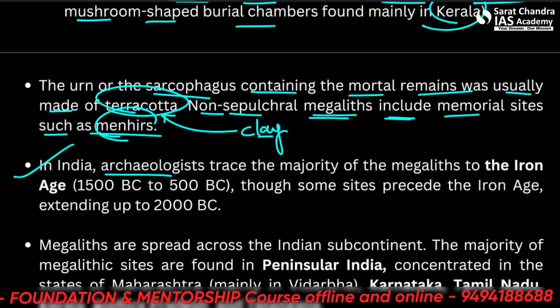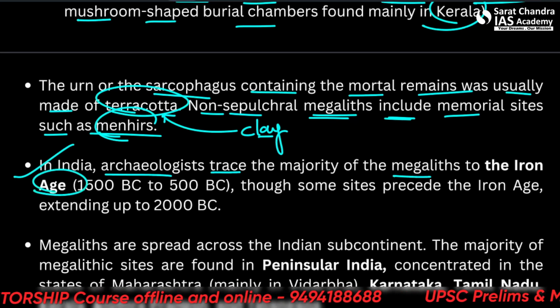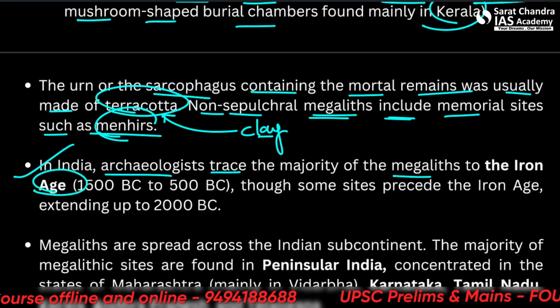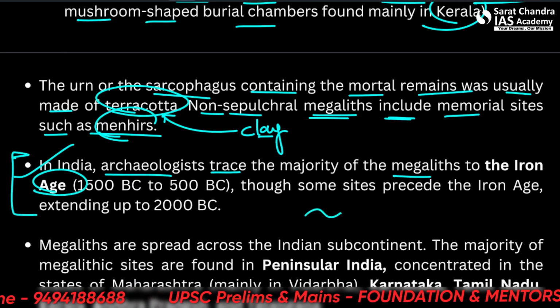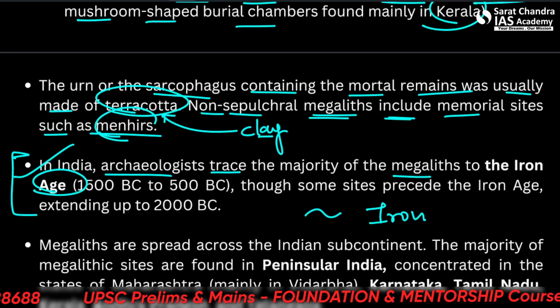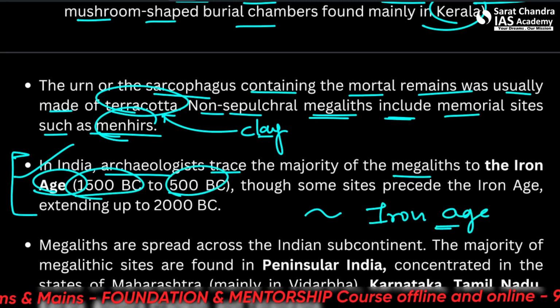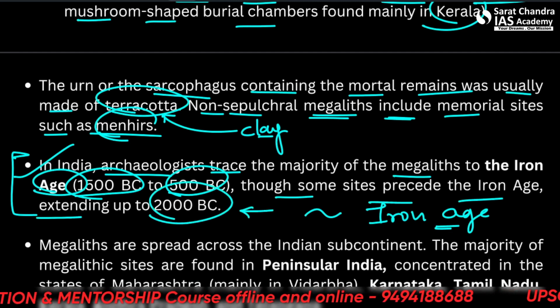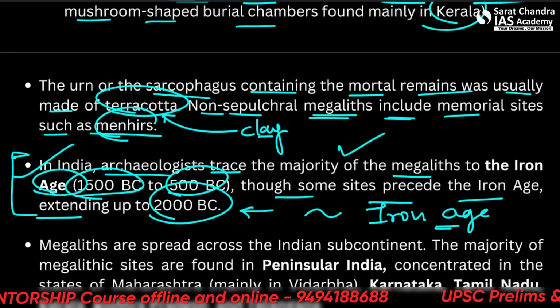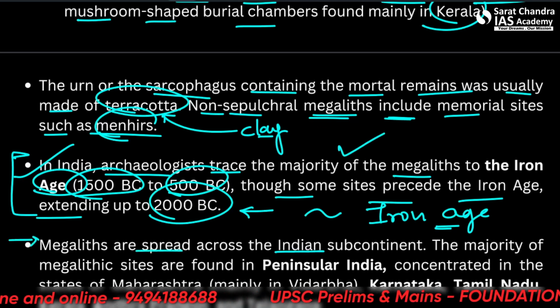In India, archaeologists trace the majority of the megaliths to the Iron Age. So this is important and worth noting that the megalithic period is correlated to the Iron Age, 1500 BC to 500 BC, though some sites precede the Iron Age, extending up to 2000 BC. But megalithic culture is largely associated with the Iron Age. Megaliths are spread over the Indian subcontinent.